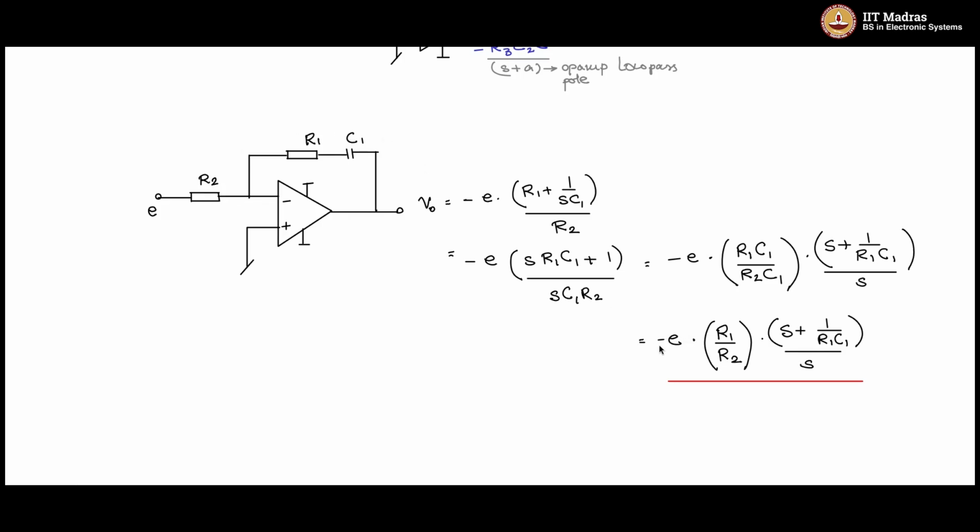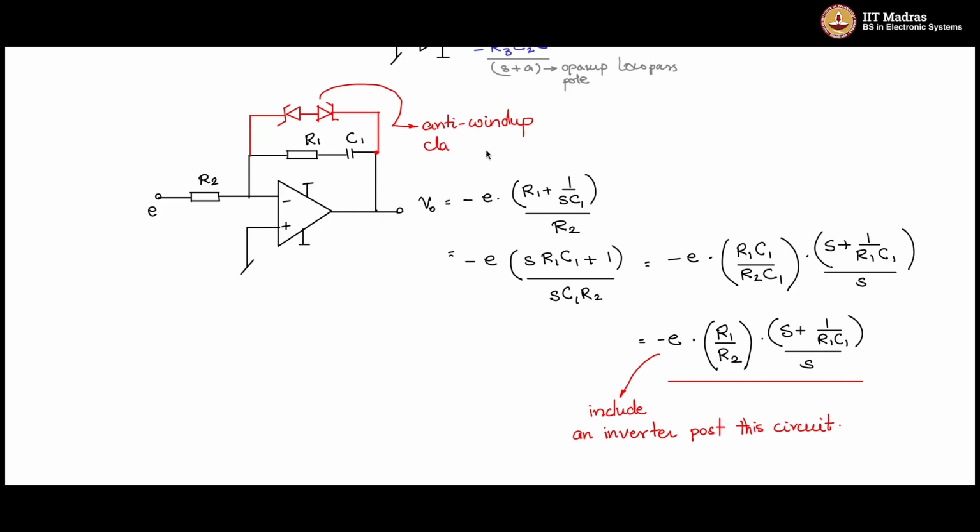There is a negative sign, so you can include after this one more inverter, a unity gain inverter, so that the 180 degree phase shift is removed. So include an inverter post the circuit. And like before, I can have two back-to-back Zener diodes to act as an anti-wind-up clamp. So this is the anti-wind-up clamp. So this is a PI controller.